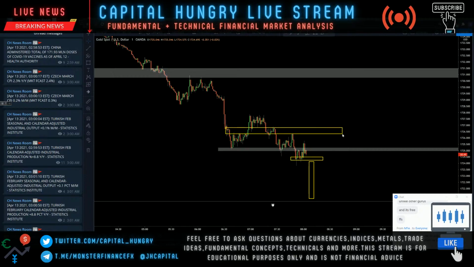Now, when I'm looking at gold here, if we get bearish candle closures below these candle body lows and we start to break lower and get impulsive sells to target 1721, I want to make sure we don't break back above here.